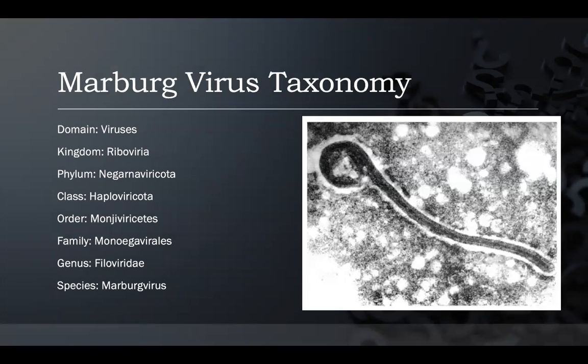So the Marburg virus taxonomy starts with the domain of viruses, kingdom of Riboviria, phylum Negarnaviricota, class Haploviricotina, order Mononegavirales, family Filoviridae, and the species Marburg virus. And on the right, you can see a picture. It's actually the first electron scanning microscope picture of the virus itself.